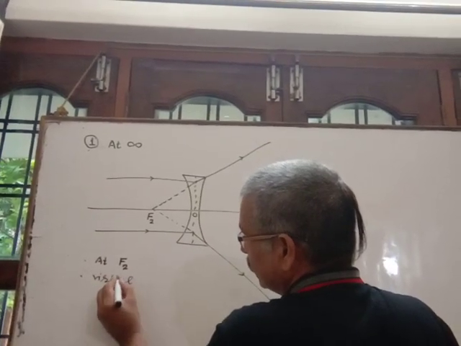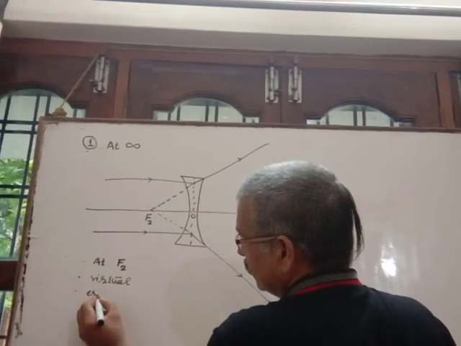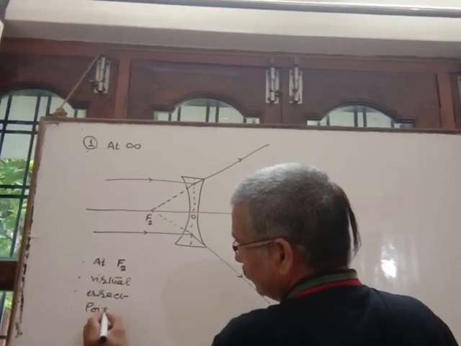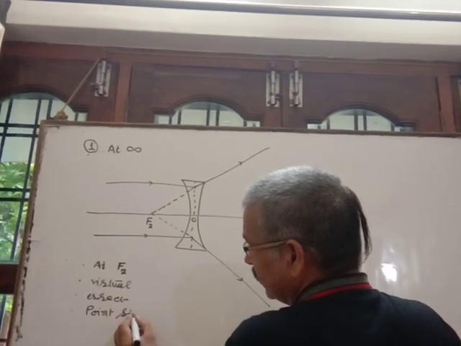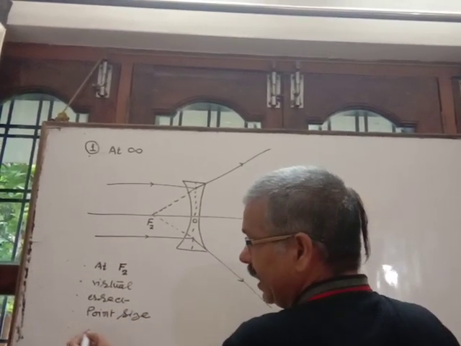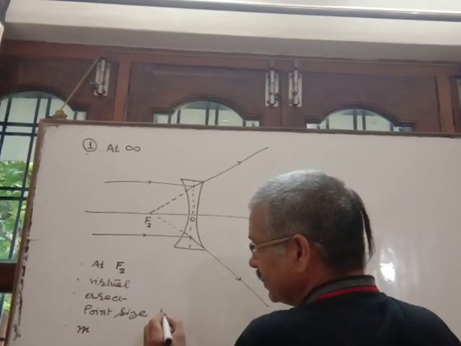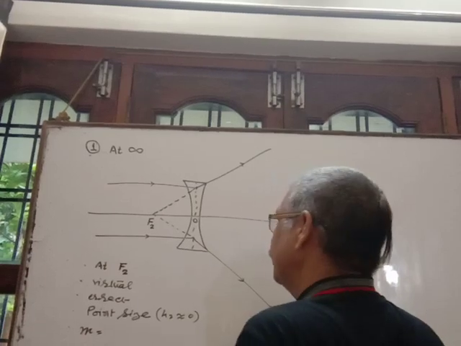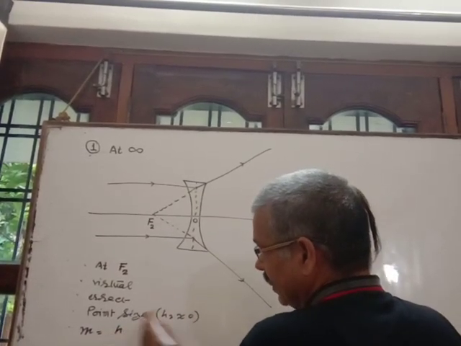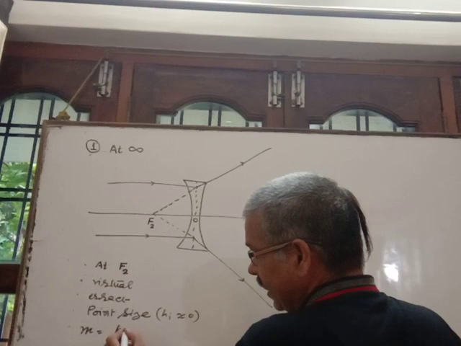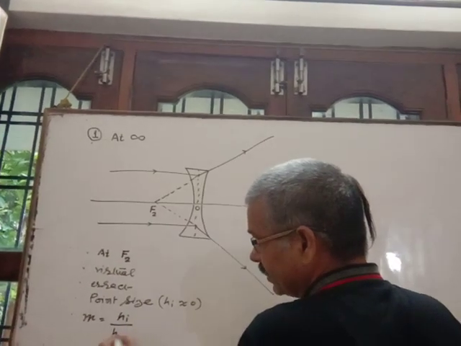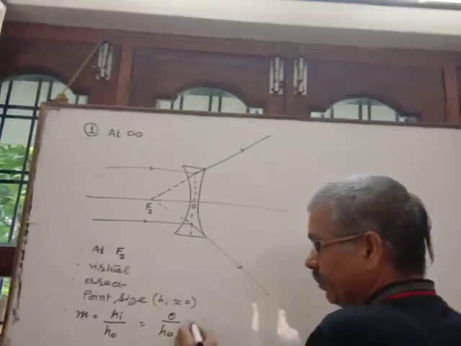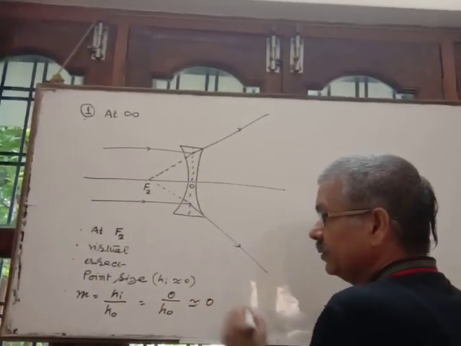Virtual, erect, point size, and magnification. Point size means the height of the image is nearly equal to 0. The magnification of the lens, as you know, is hi, height of image, by height of object. And here the height of the image is nearly 0, so magnification is nearly equal to 0.